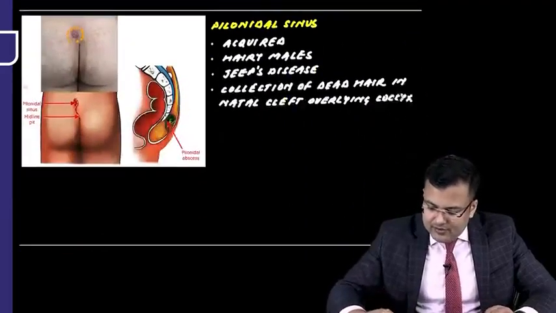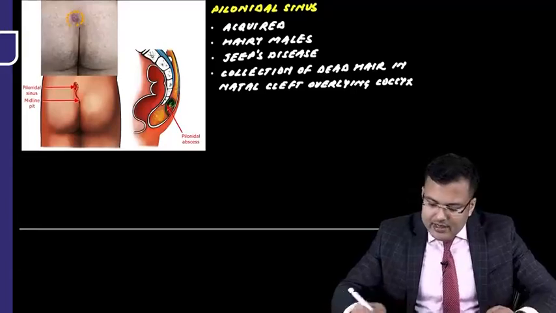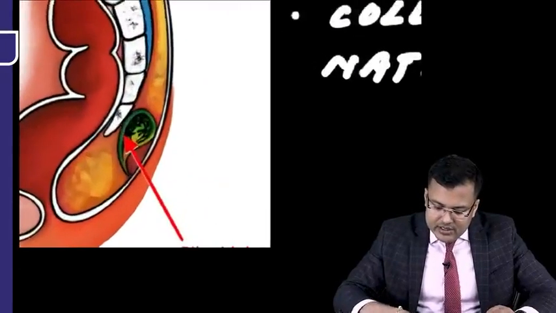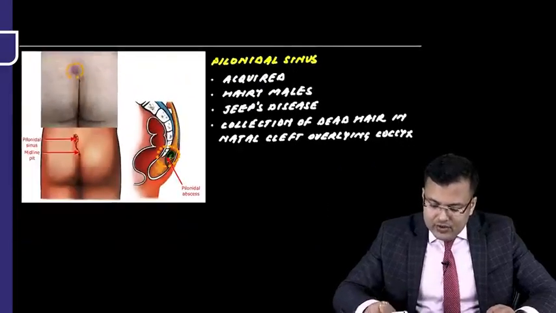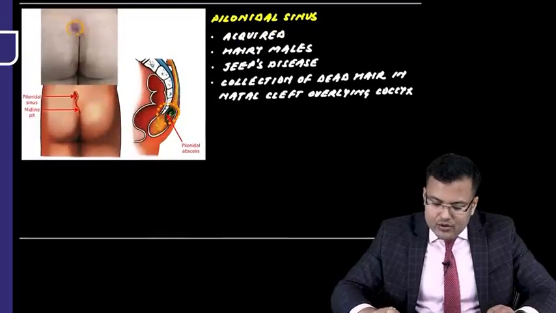There is collection of dead hair in the natal cleft overlying the coccyx. So here you can see there is collection of dead hair in the natal cleft overlying the coccyx. So this is pilonidal sinus.